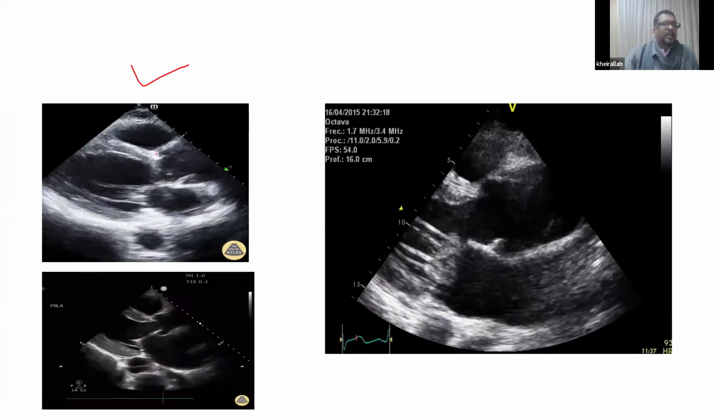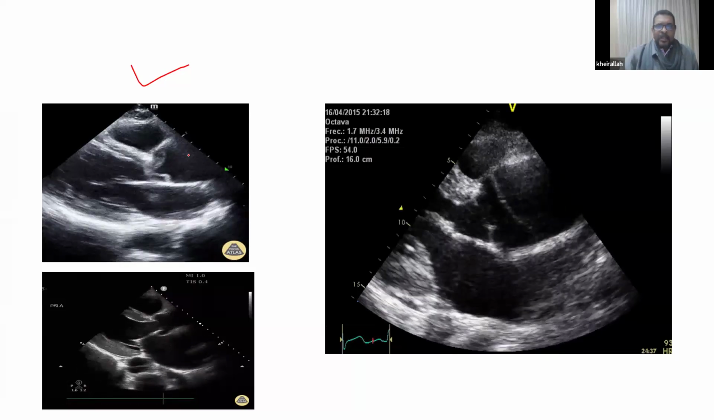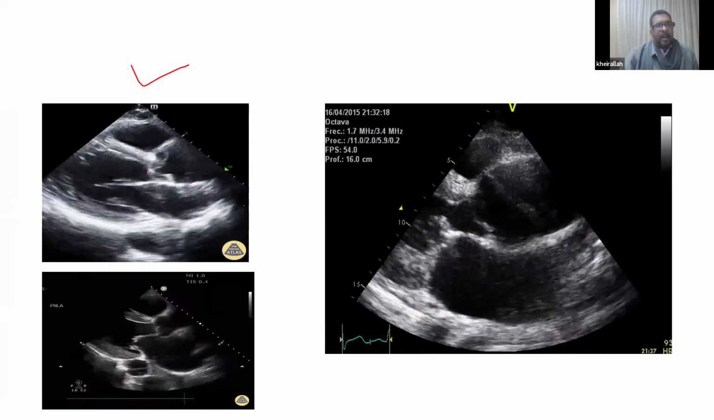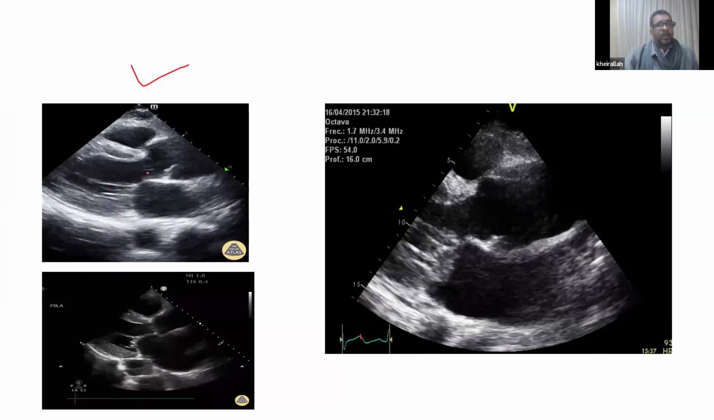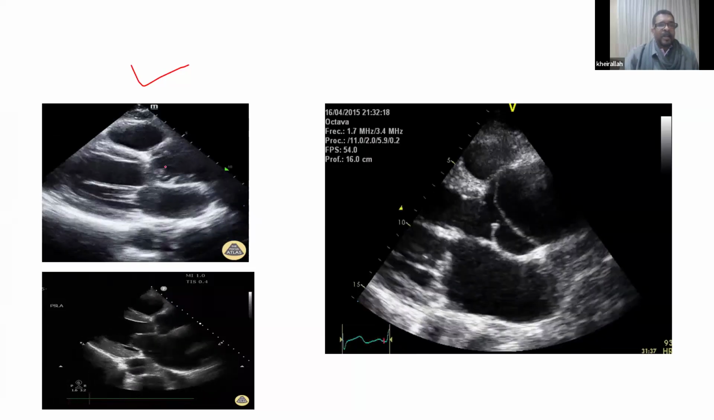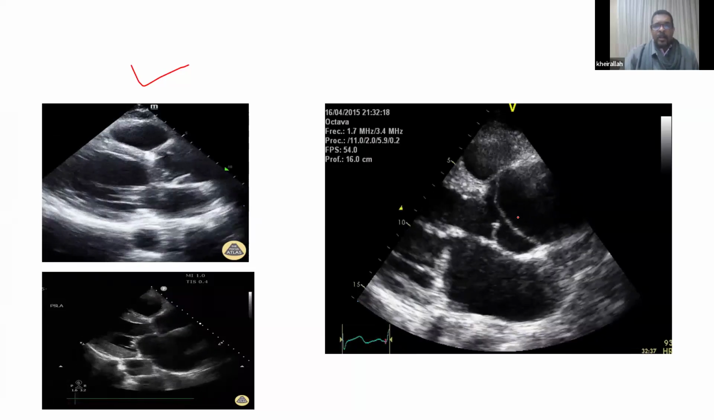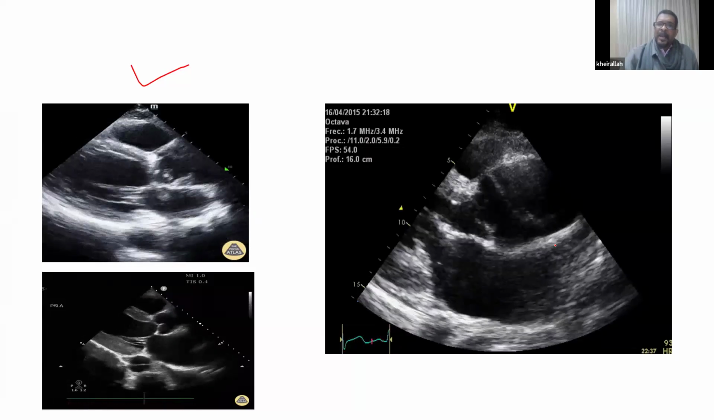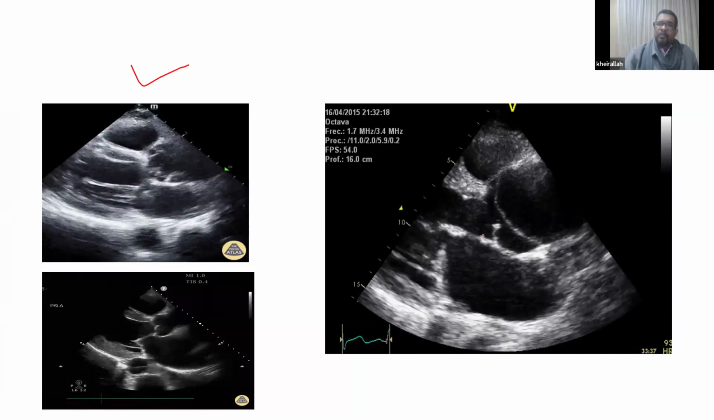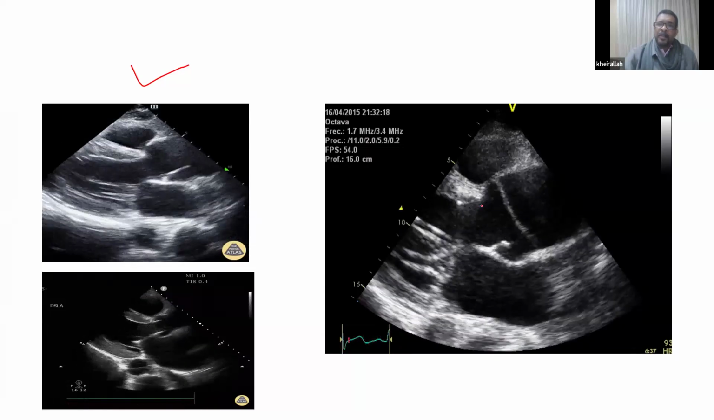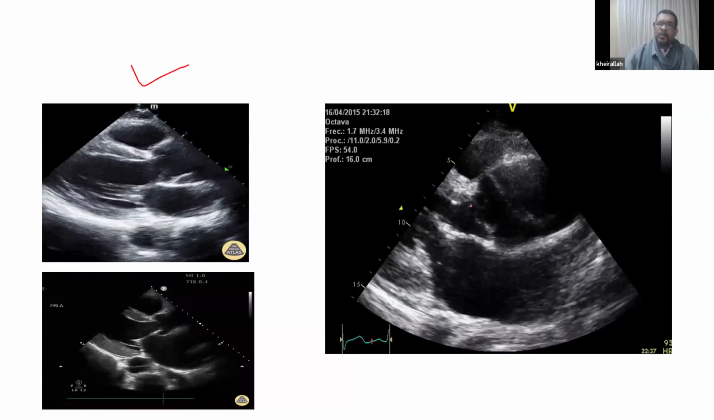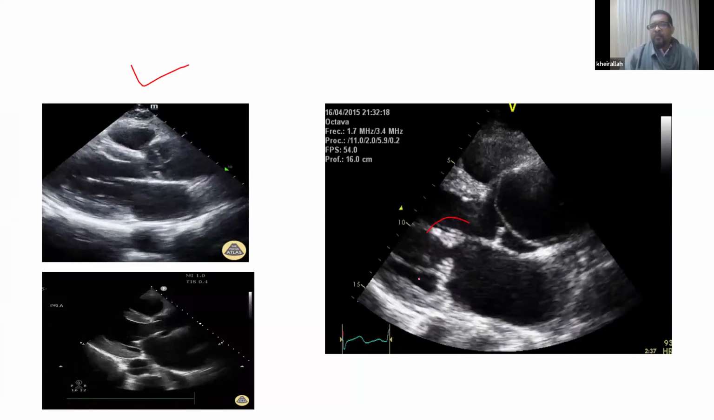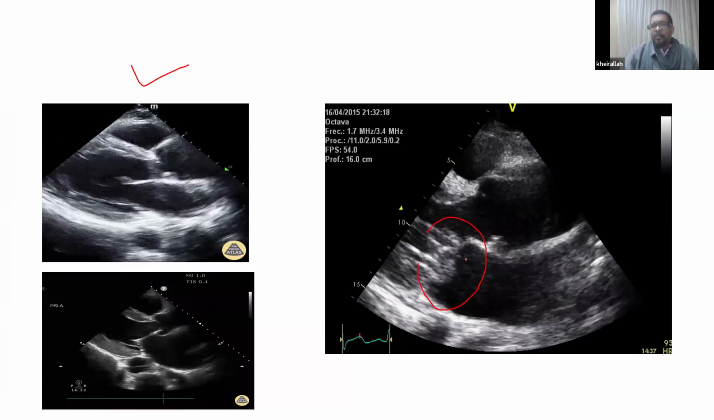So these are the cases in which you should shout out loud for help. This is a dissection flap and it's interfering with the closure of the aortic valve. So there was actually severe AR as well. Look at this one here. Again, this is a dissection flap. It's dilating the aortic root and is splitting the two cusps apart. So there was severe AR. If you look at the aortic valve, it is also pathological and there is prolapse here.